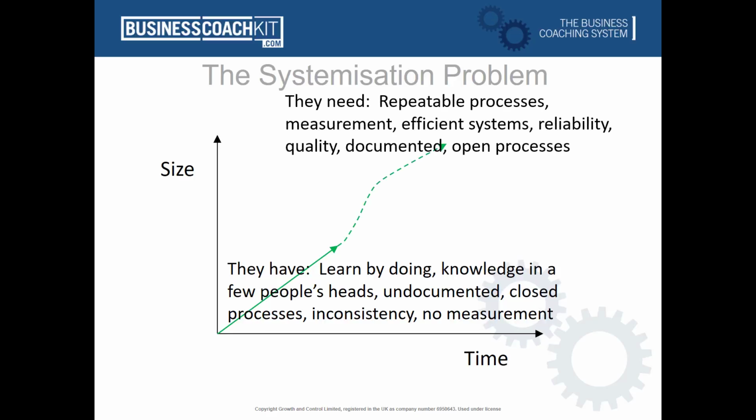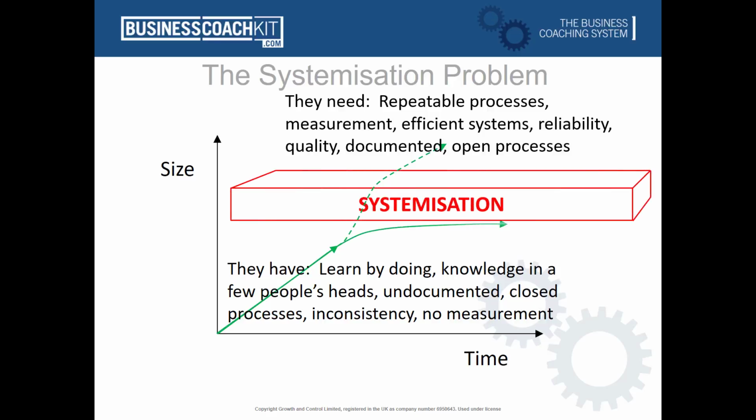So you need to make it repeatable, which requires processes, systems, quality measures or measures of any kind, and documented processes that are open to everybody to understand. So here's our systemization barrier.